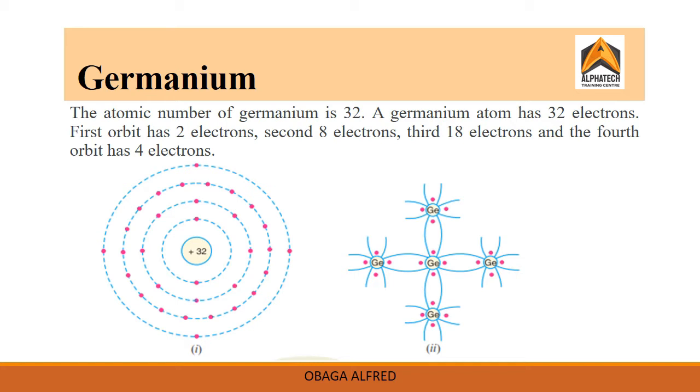Let's start with germanium. The atomic number of germanium is 32, meaning it has 32 protons. And since an atom is electrically neutral, the number of protons equals the number of electrons. Therefore, a germanium atom has 32 electrons, whereby the first orbit has 2 electrons, the second has 8 electrons, the third has 18 electrons, and the fourth has 4 electrons.